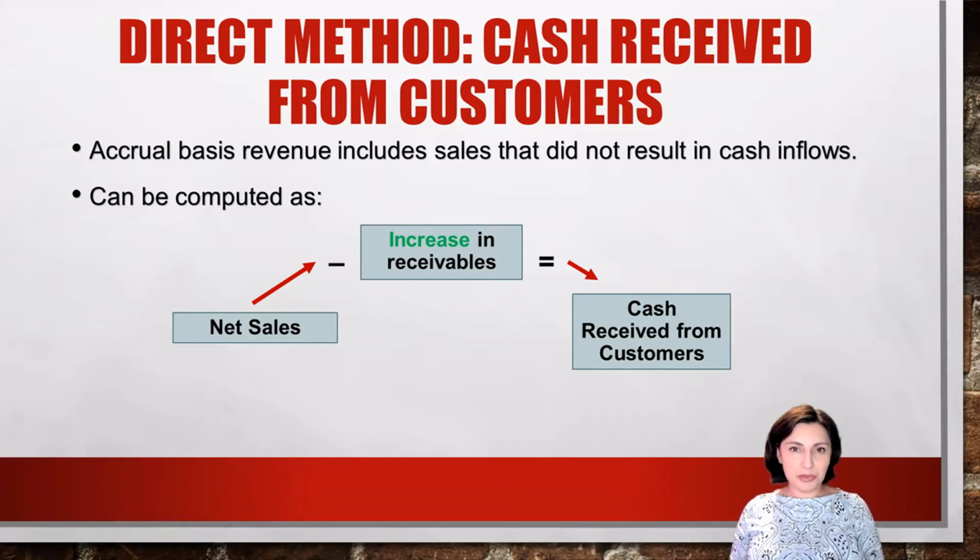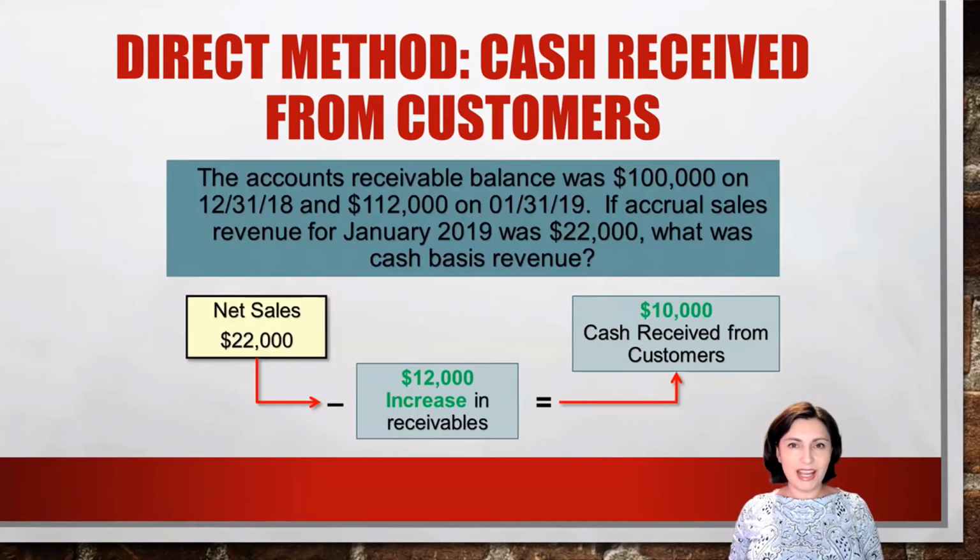Let's look at an example. Net sales are $22,000 and the change in accounts receivable during the month is a $12,000 increase. What is cash received from customers? By adjusting net sales for the increase in accounts receivable, cash received from customers is calculated as $10,000.